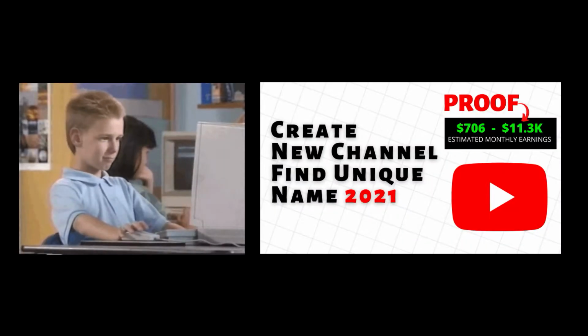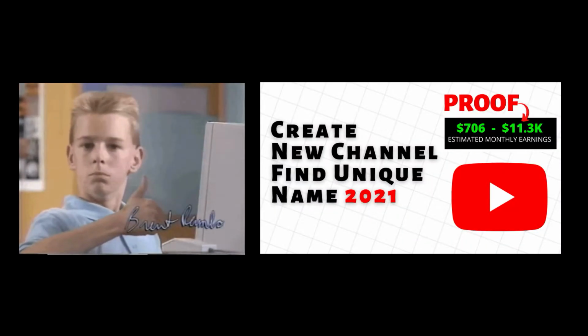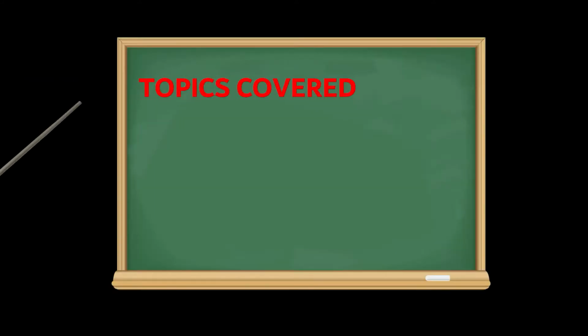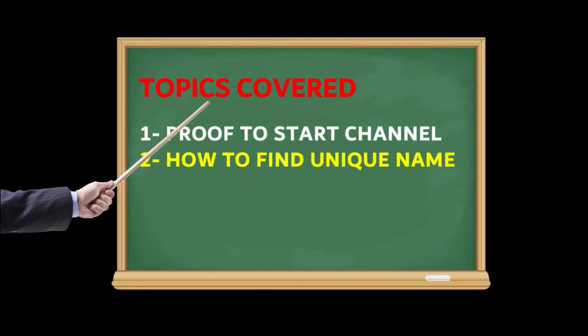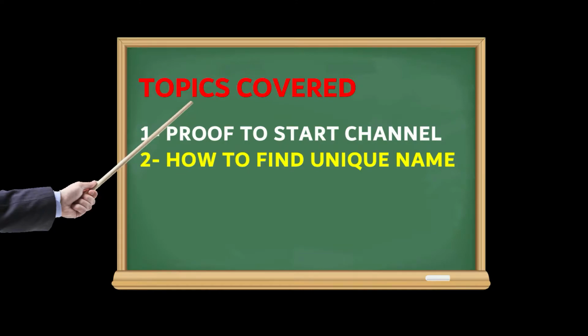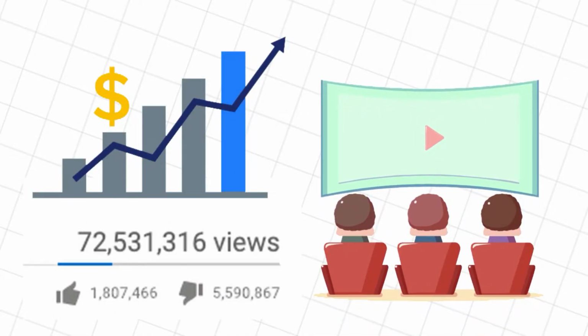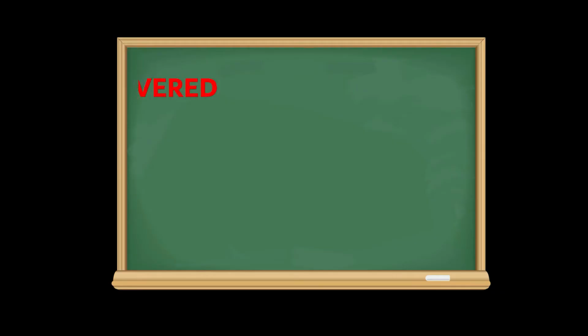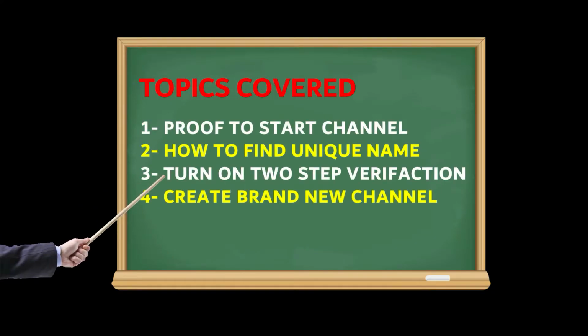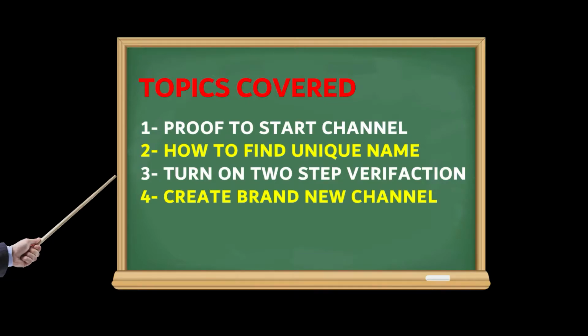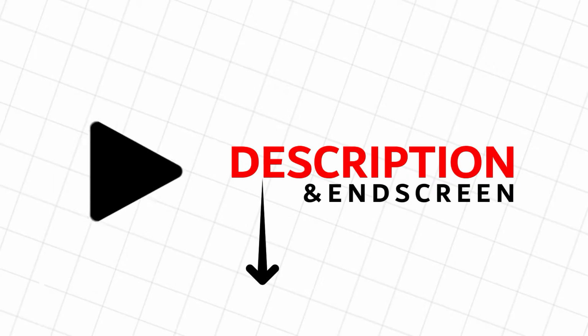First of all, I would highly recommend you guys to watch this video. In this video, I shared some proof that why you need to start a YouTube channel, how to find unique channel name. Because unique name is the most important factor to optimize and grow your new channel, how to turn on two-step verification, and how to create a brand new YouTube channel. You will find link is in the description and at the end screen.